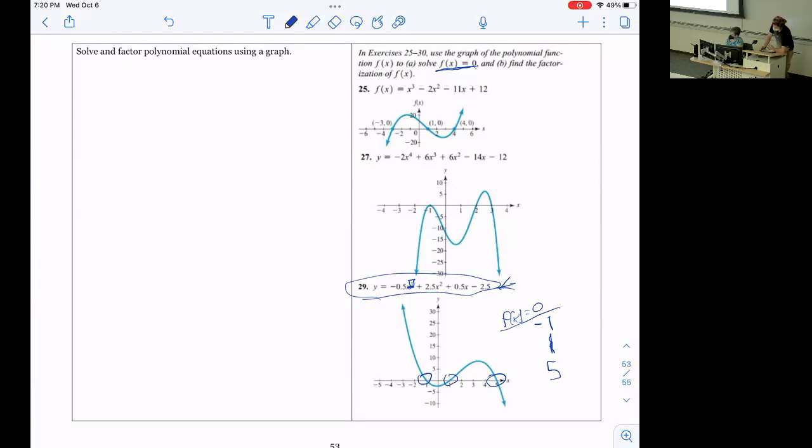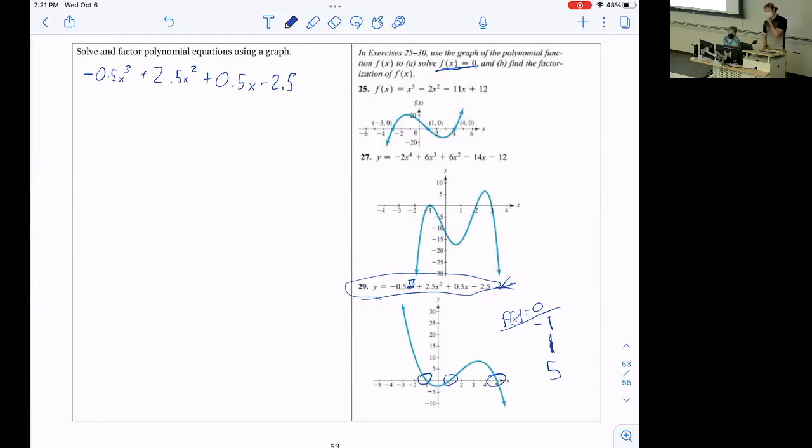B says find the factorization of f of x. Is that asking the same thing, or is that asking me to factor it? Factor it. Okay, so now it also wants us to factor out this equation. So our equation is -0.5x cubed plus 2.5x squared plus 0.5x minus 2.5.